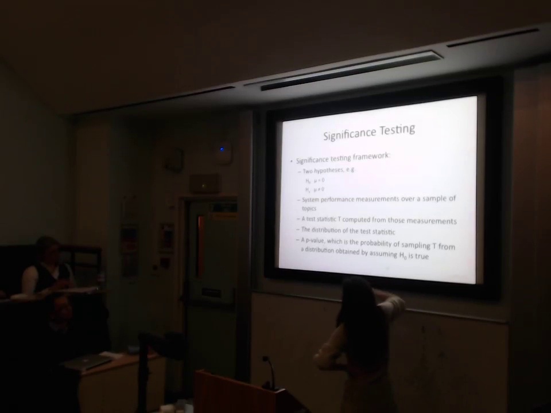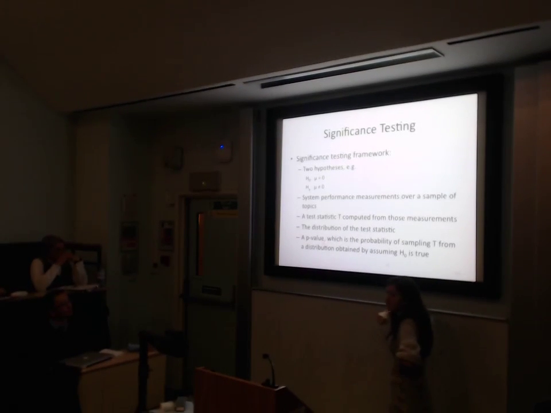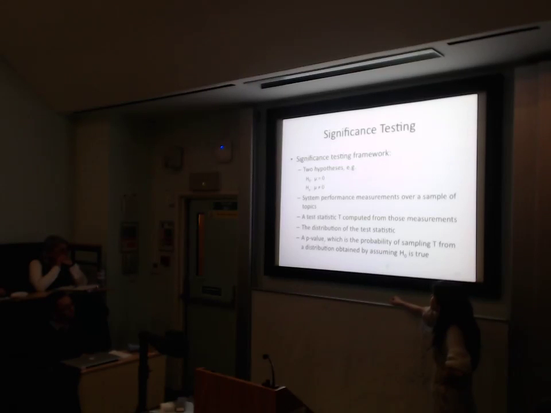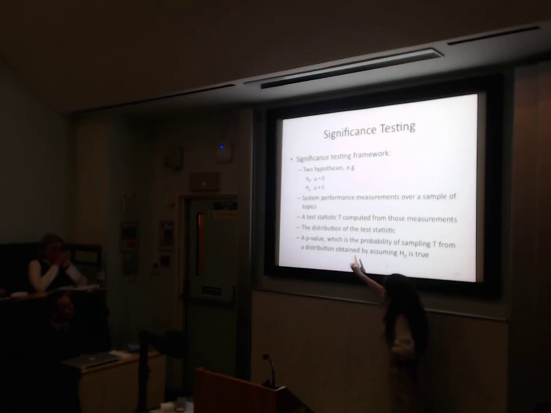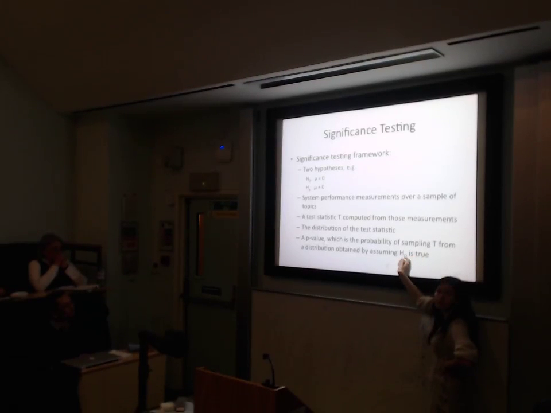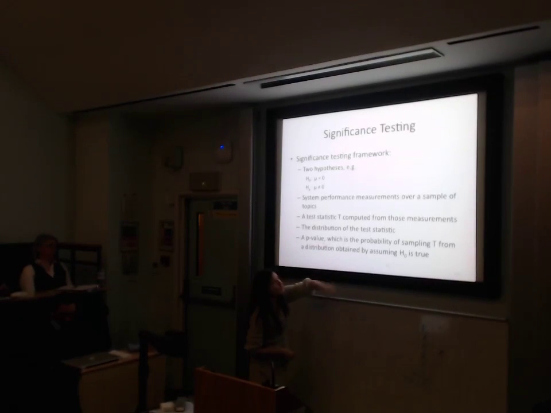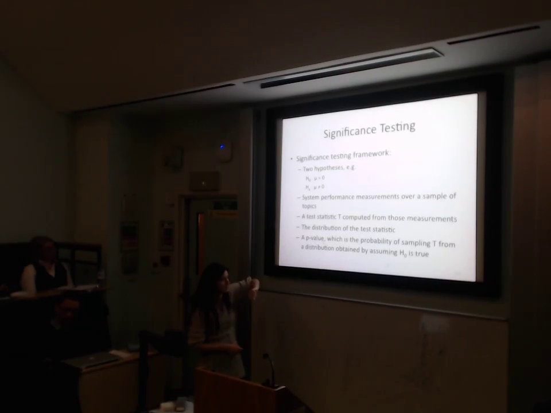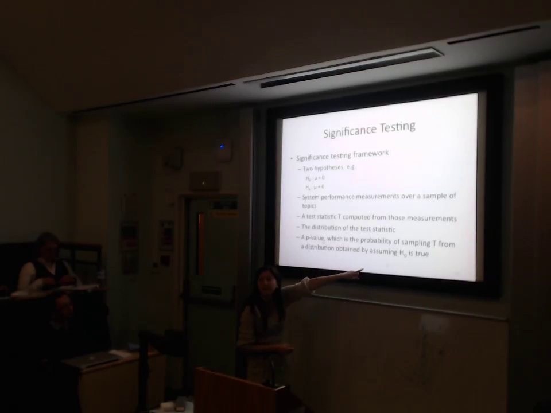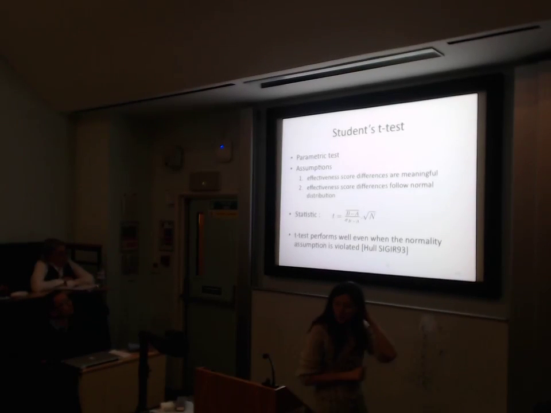Okay? So the way I will do it is I will compute the test statistic T. We'll talk about different test statistics now. And I will be using the distribution of the test statistic to compute a p-value, which will give me the probability of sampling T from a distribution obtained by assuming H0 is true. Okay? So, using my evidence, which is the sample that I have, I will be computing a p-value, which is just the probability of sampling the test statistic that I have from a distribution obtained by assuming that the mean performance is not different. Let's see what that means in a bit. But first, let's talk about what these tests are.